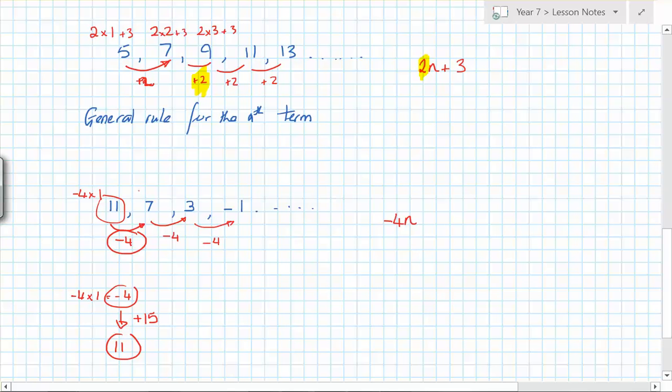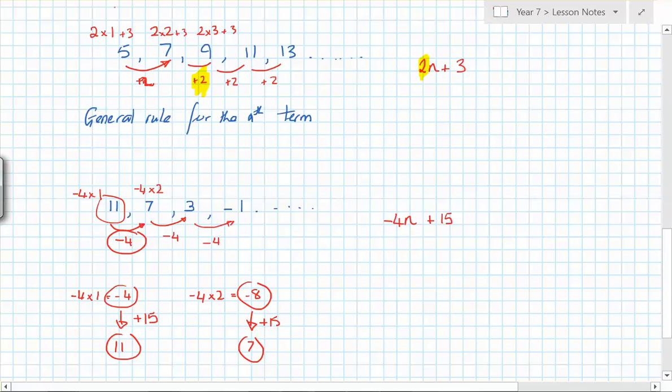What about here then? This would be -4 times 2, which makes -8. But if I'm at -8, I need to get to 7. Plus 15. If I add 15, do I get there? Yes, I do. So we reckon -4n plus 15. 15 is right.